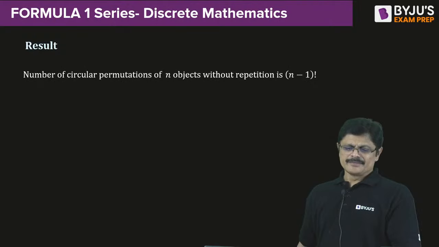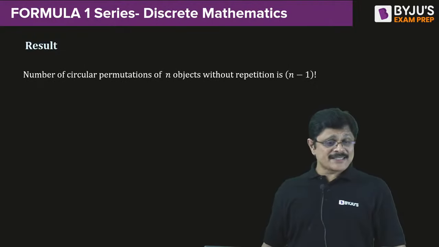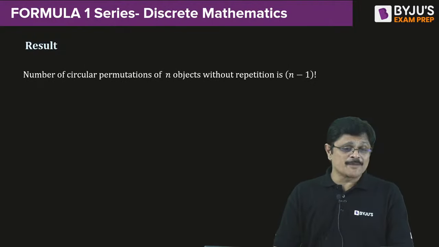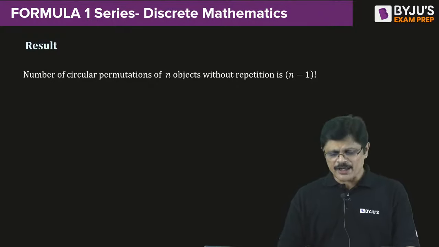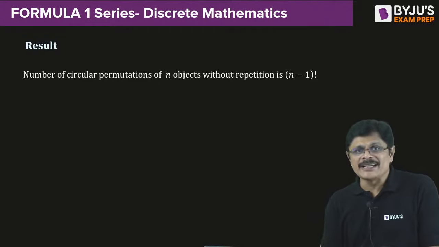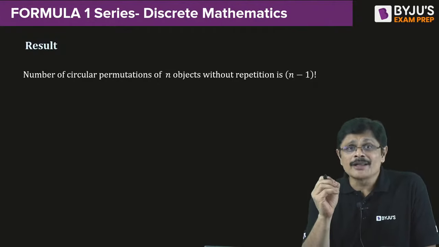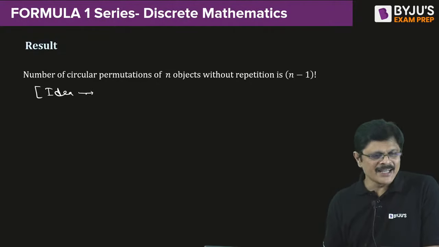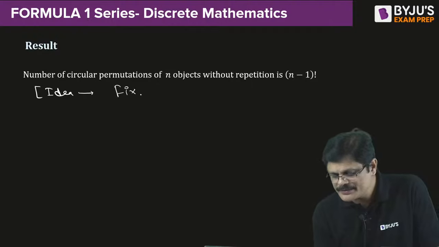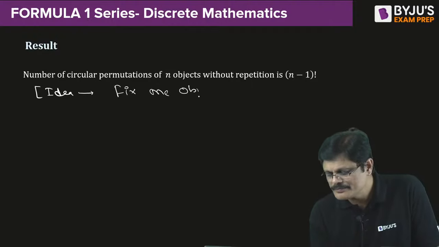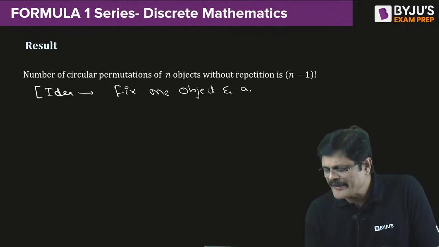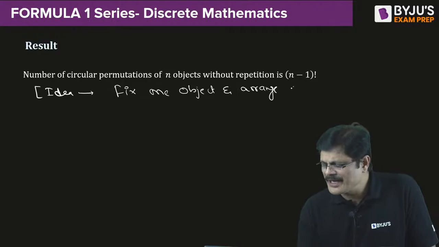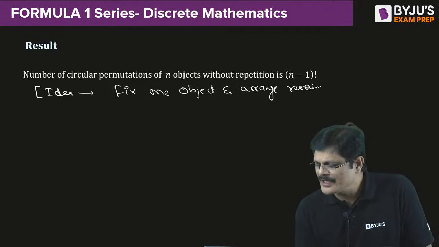Now, what about the number of circular permutations of n objects? For circular permutation, I'll give you a very important idea, because an idea can change your life. And what is the idea? Fix one object and arrange the remaining linearly.